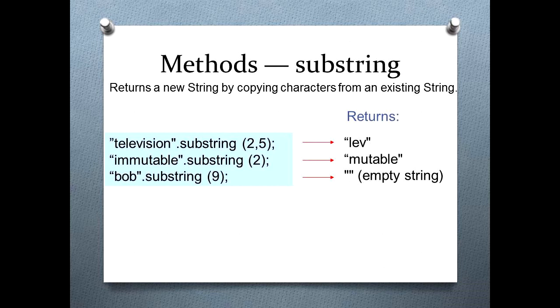So answer will be mutable. The third one is Bob dot substring. So here Bob dot substring 9. This cannot perform the action because Bob has got only 3 positions or 3 index, 0, 1 and 2. You cannot break the string by telling the number as 9 because you don't have the sufficient length of the string. So this is called an empty string. So this is how we break a string into a substring.